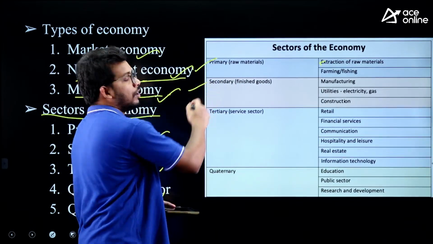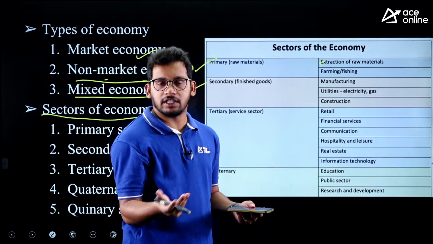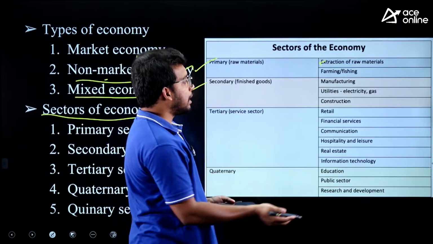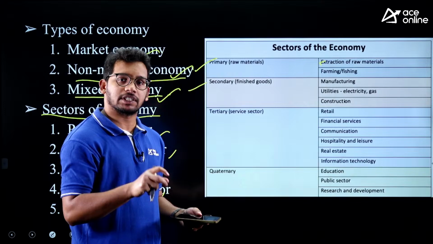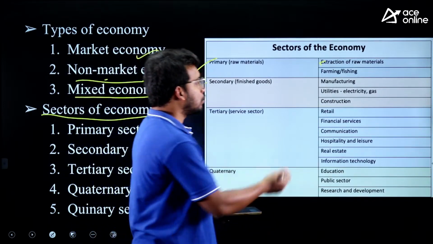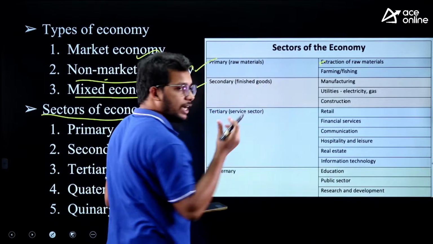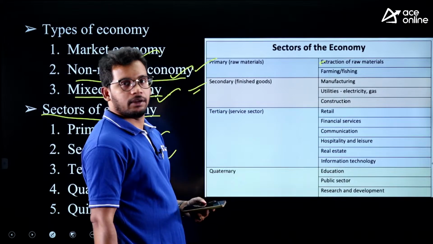In the secondary sector, we process the goods we collect. For example, wheat is cultivated through agriculture, so that is a primary good. But if you process it into bread, the wheat was collected and processed into bread. So if there is any processing of the raw or primary materials we are collecting, that is called the secondary sector.